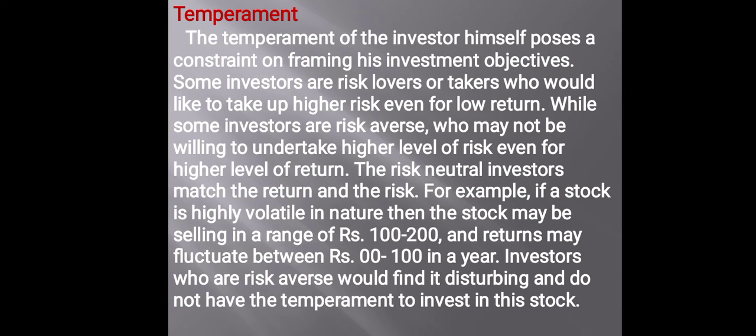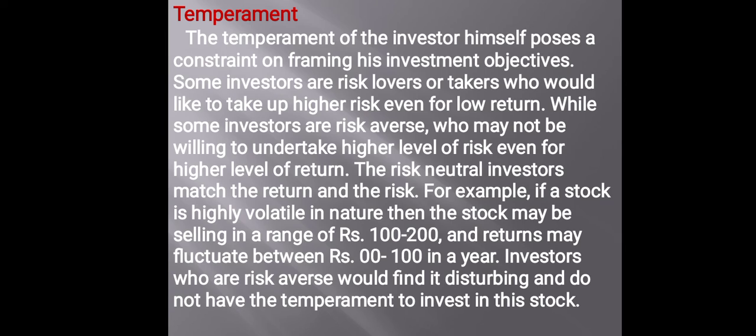The next constraint is temperament. The temperament of the investor himself poses a constraint on framing his investment objectives. Some investors are risk lovers or takers. He would like to take up higher risk for lower return, while some investors are risk averse who may not be willing to undertake higher level of risk even for higher level of return. The risk neutral investors match the return and the risk.